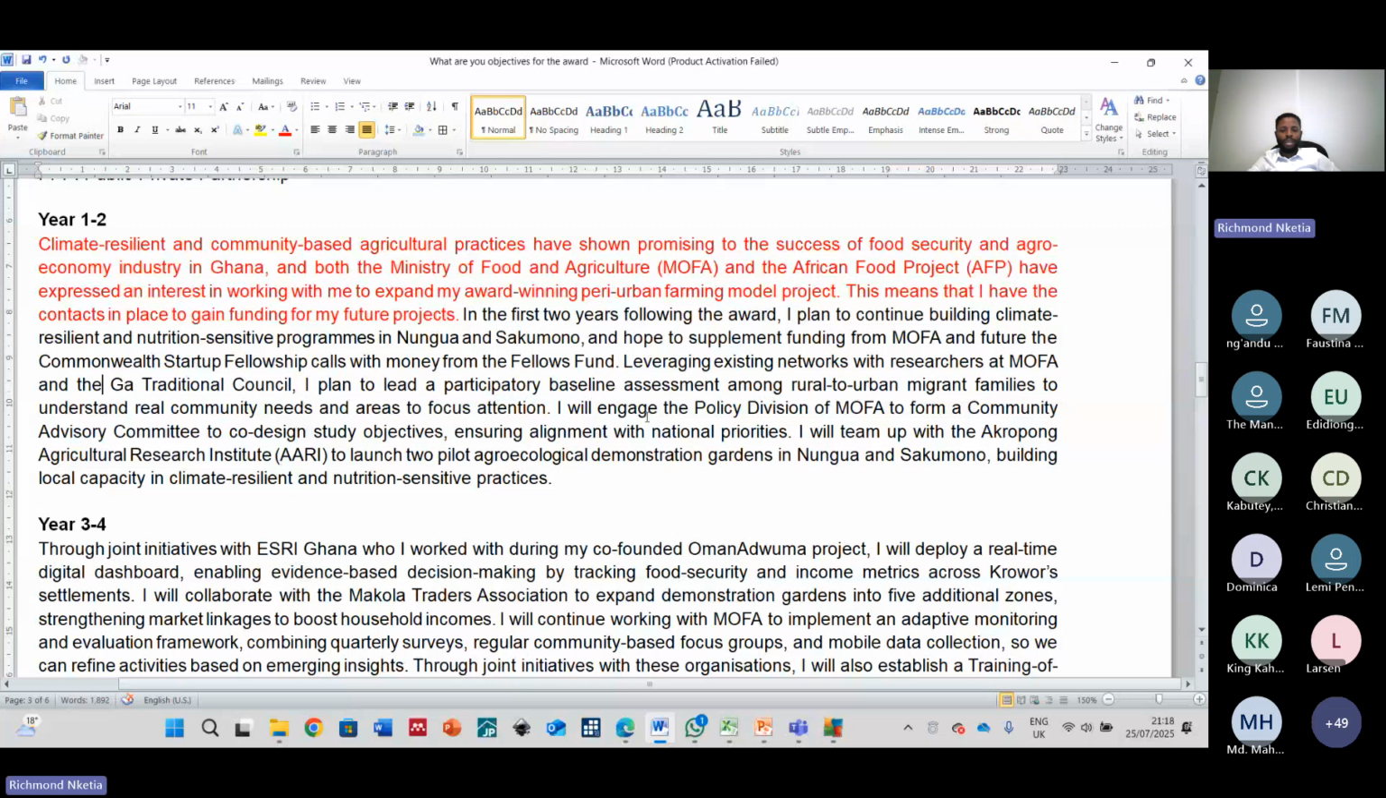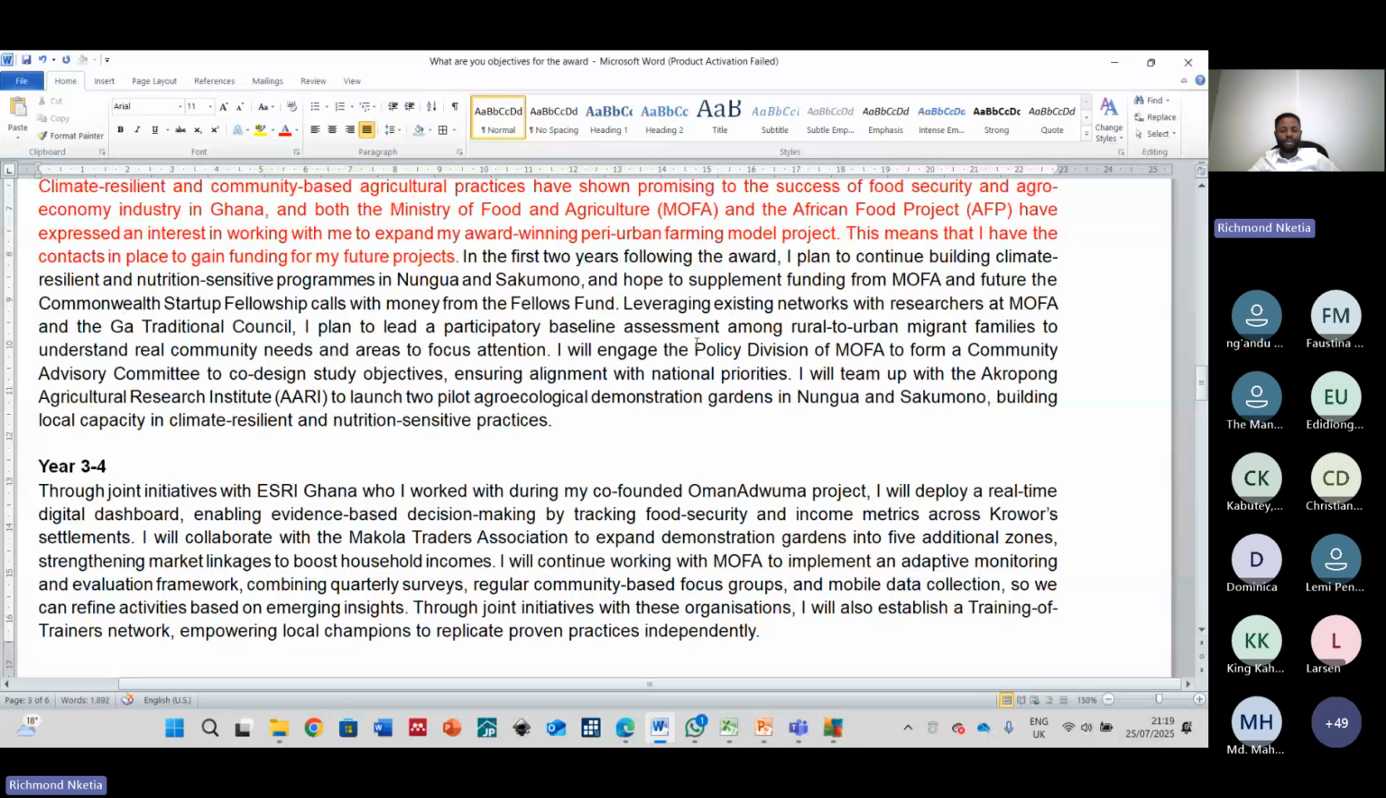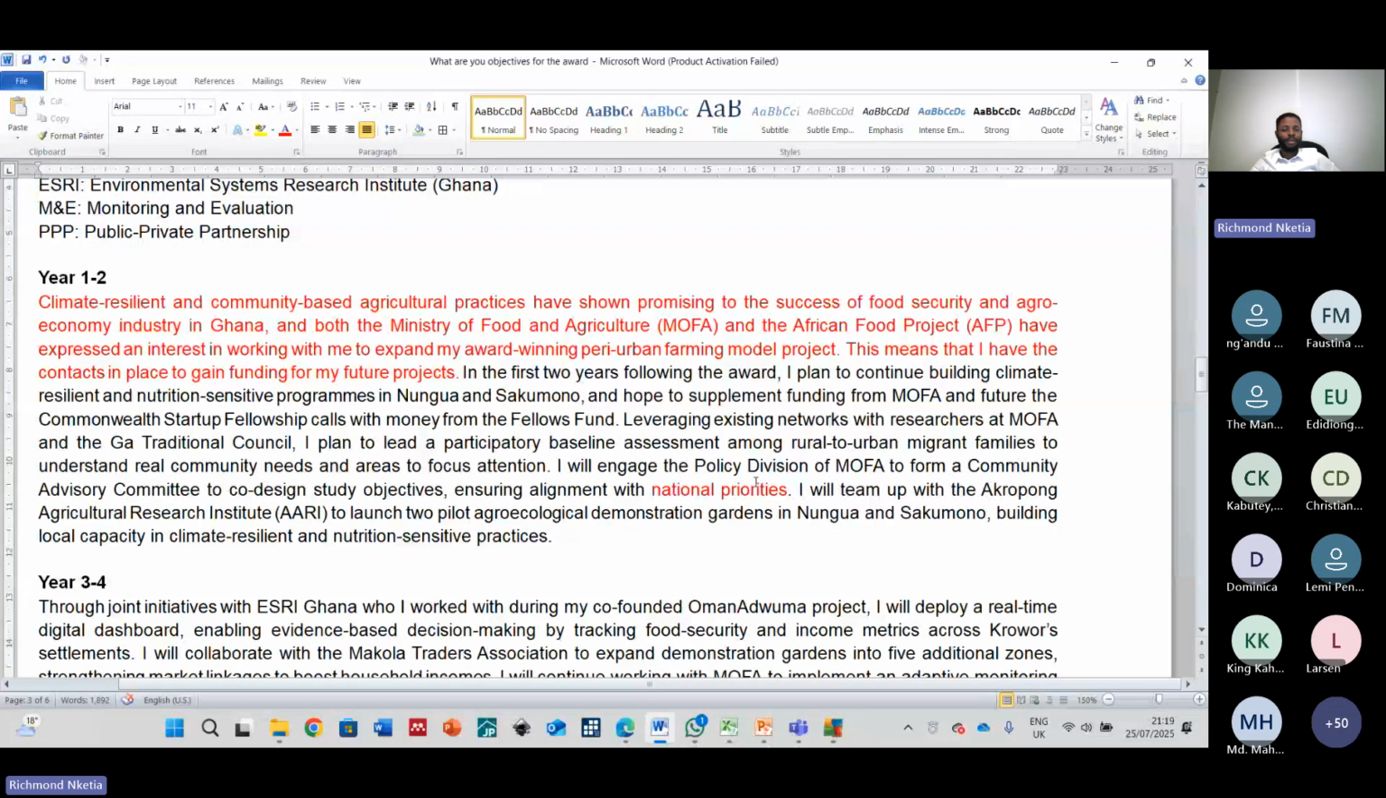Yeah, so I'll engage them. And the idea is to set up a community advisory committee to co-design the study objectives, ensuring that it aligns with national priorities. So if somebody is going to fund your project, it should align with their long-term goals. Yes, and that is why I said I'm going to engage them. So I'm still talking about engagement, partnership, collaboration, teamwork, which is very important for what I want to achieve, because there is no way I could do this on my own.